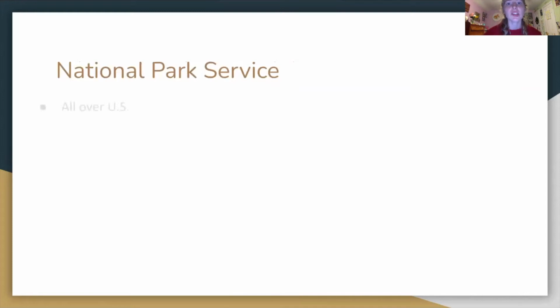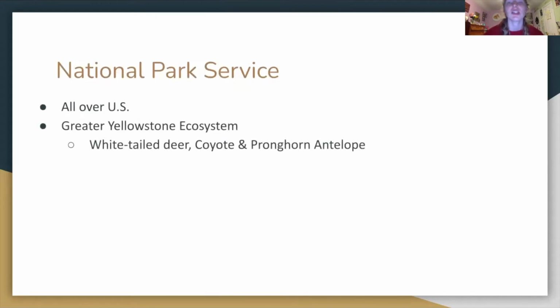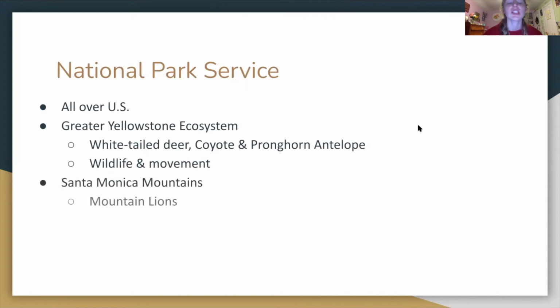Now, National Park Service also uses it all over the US, but the Greater Yellowstone ecosystem uses it to look at white-tailed deer, coyote, and pronghorn antelope, and they want to see how they're moving and how their population is doing, different things like that, how they're interacting with other populations and species. In the Santa Monica Mountains, they're using it to look at mountain lions and to keep a population count of them to see how their population is doing.